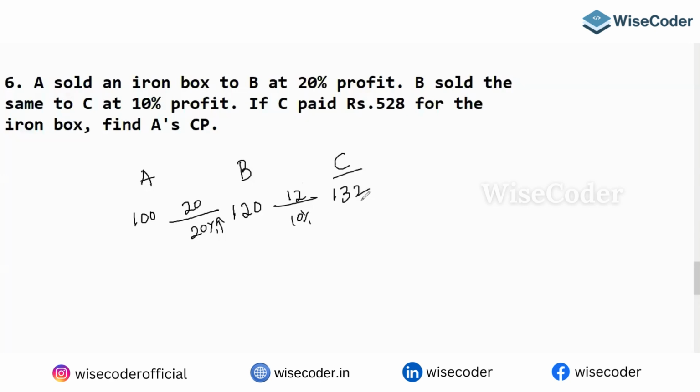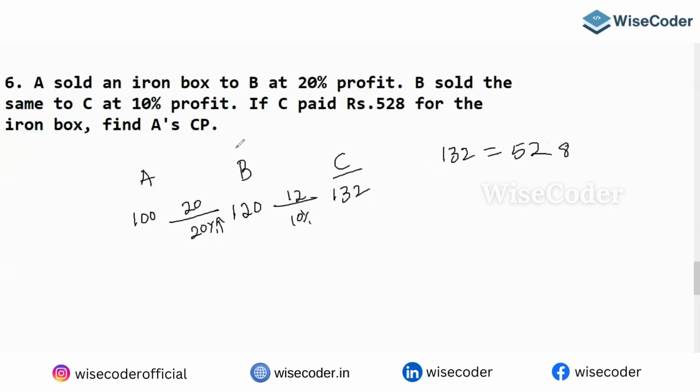So 132. C paid how many? 528. So 132 is equal to 528.